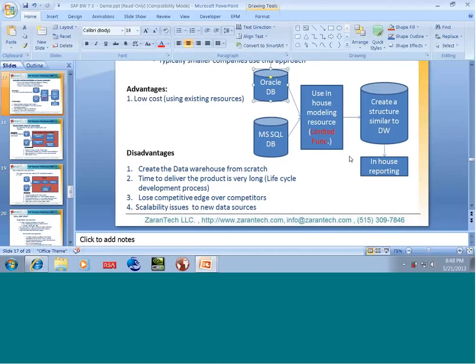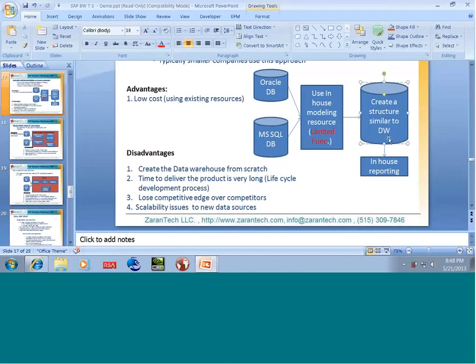Apart from all these disadvantages, we also have to look at scalability. When I talk about scalability, maybe this year the company is very small, it has 200 or 500 employees. In the future, let's say two years down the line, the company is going to become bigger. When it grows, it's going to tap more data. It's going to add more databases and more sources to the organization.